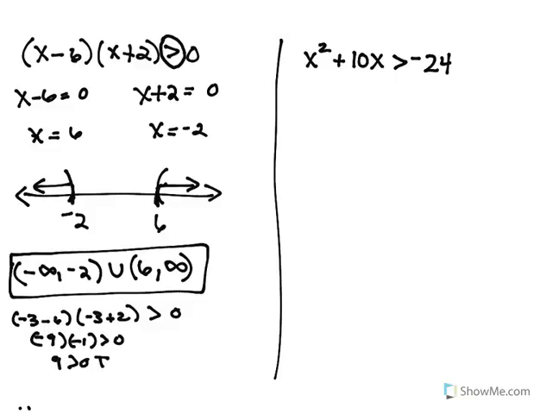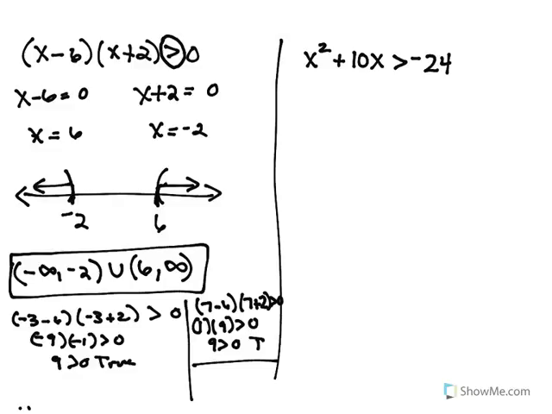Nine is greater than 0, so that's true. Okay. And then if I plug in a 7, I get another true statement. And so that's why that's my solution.